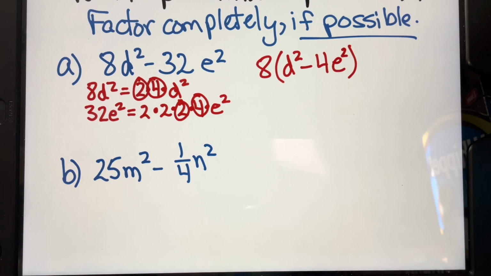So now I see I do have perfect squares in my parentheses. So I can go ahead and set up to do difference of squares factoring. I would have to have a d in each bracket and a 2e in each bracket. One would be negative, one would be positive.